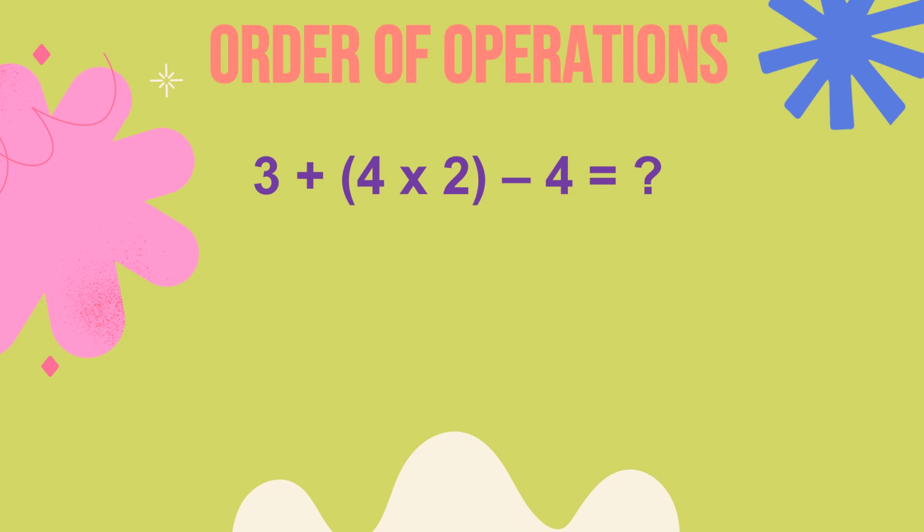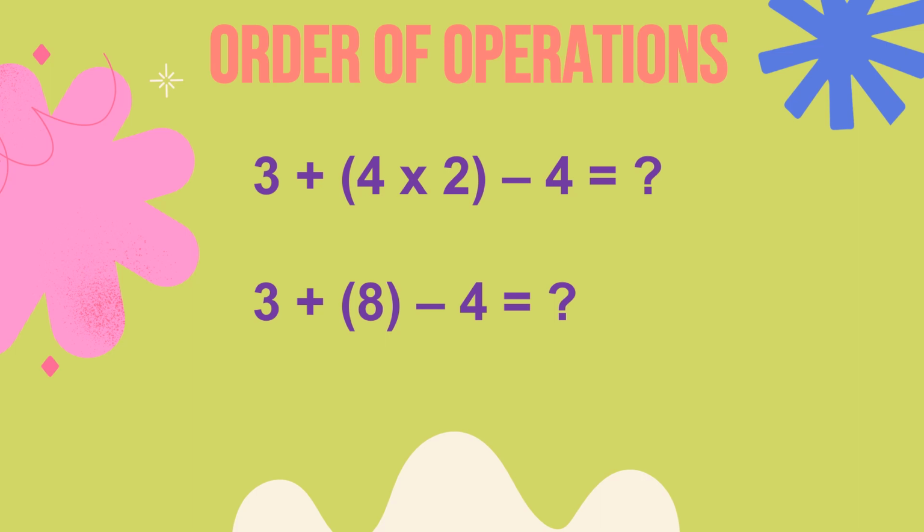And now we know using PEMDAS that the P, parentheses, should be done first. So let's go ahead and substitute. 4 times 2 is what? It is 8. So let's substitute 8 into where the parentheses should go. So 3 plus 8 minus 4 is our new expression. And what is next? Next is exponents. We don't have any exponents here. After that is multiplication, no multiplication or division. And then lastly, addition and subtraction is all that we're left with.